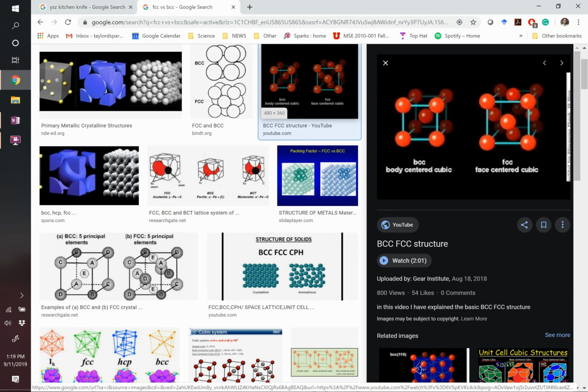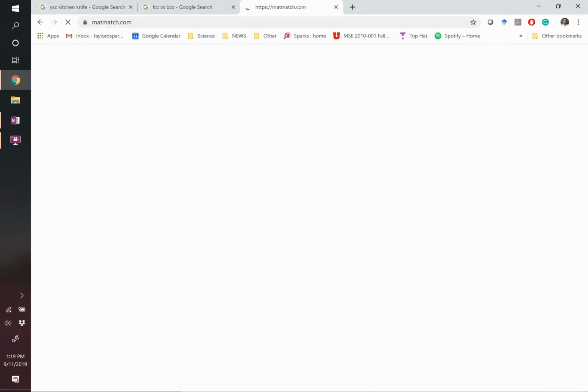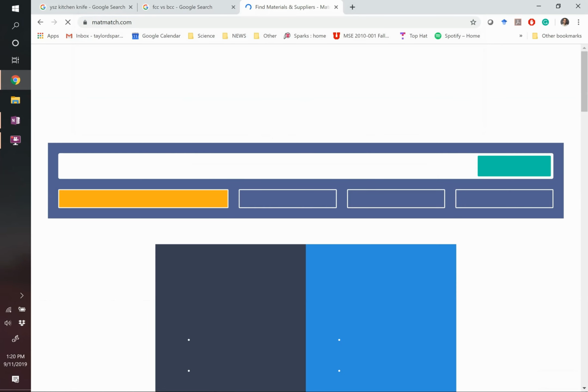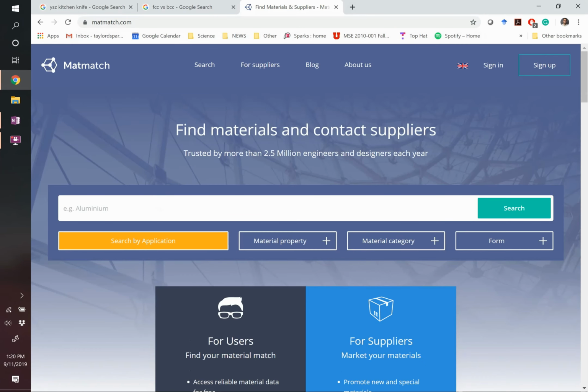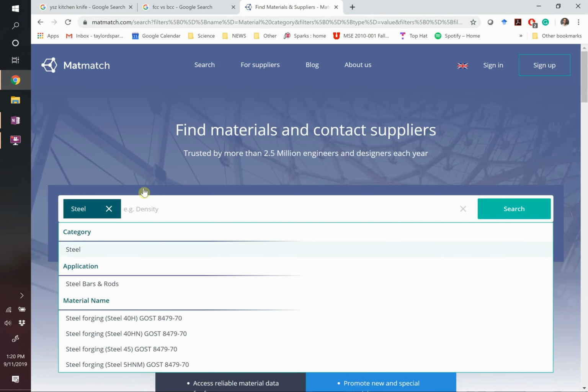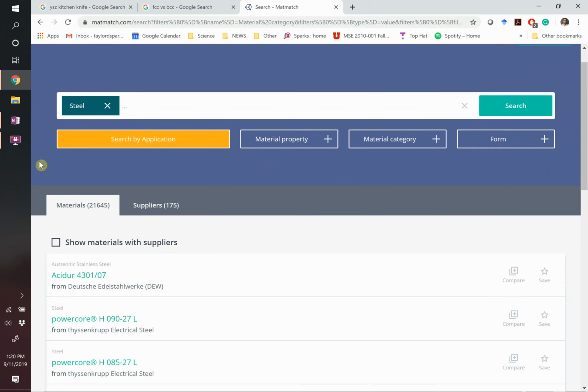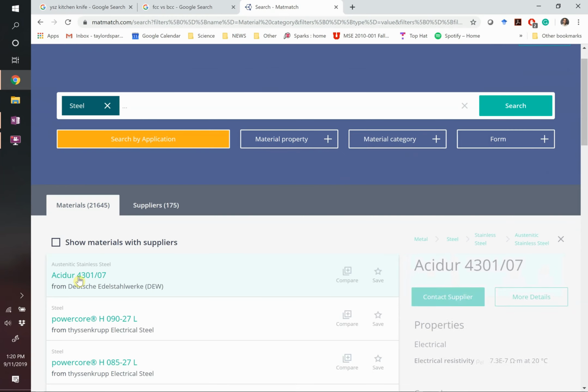There's this software I'm going to show you real quick called MapMatch, which is pretty rad. You guys as engineers should be aware of it. It's free to use. What's cool about it is you can go here and just type something like steel, right? I want to know all the different types of steels that are out there, and what this will show you is every steel that is in their database, which is not all steels, and they have 21,645 different types of steel, from 175 different suppliers, and each one of these is different in some slight way.